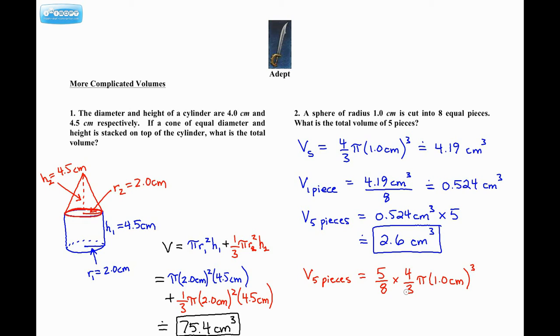Okay. Of course, you can use your fraction button if you want. Okay. And lo and behold, you get the exact same answer, 2.6 centimeters cubed. So, 2 different options. This is a bit quicker, but both are perfectly acceptable.